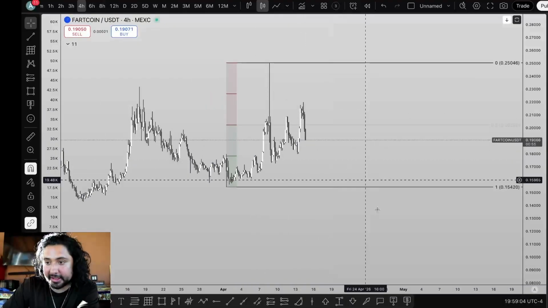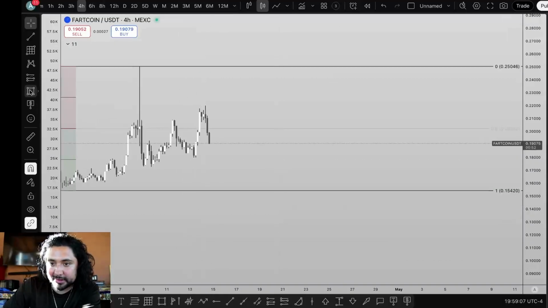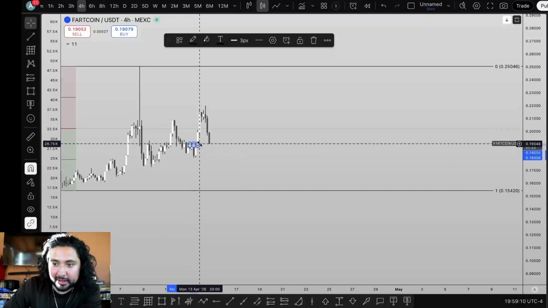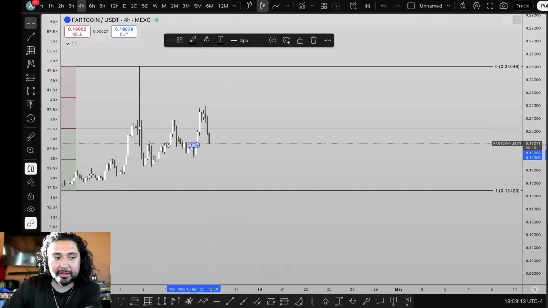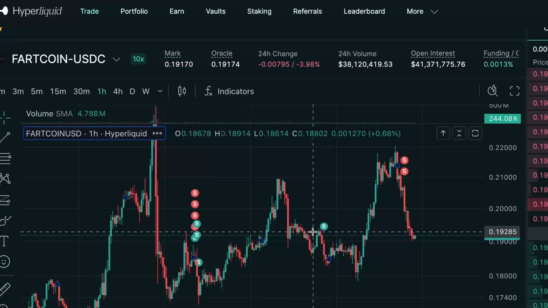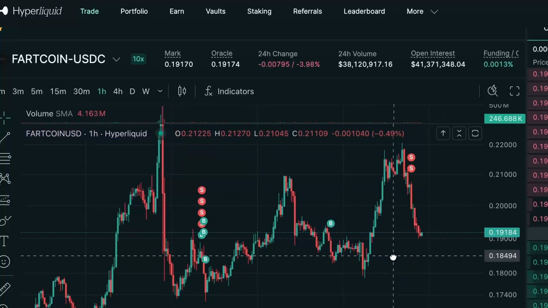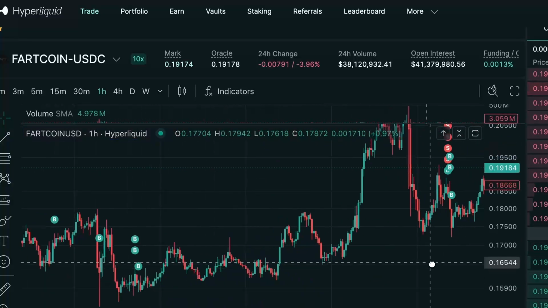And right now, at this very moment on the 4-hour time frame, this is where I'm going to get back into this. And just so you guys have the proof that I'm actually trading Farcoin, this is my Hyperliquid account, just so you know I'm being legit. I've been trading this.